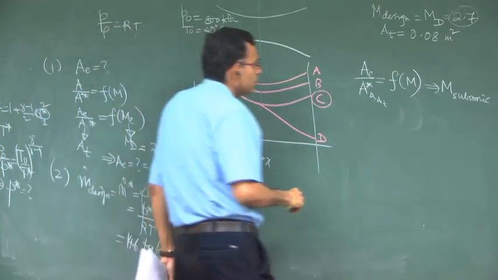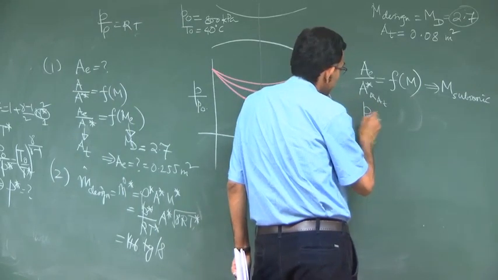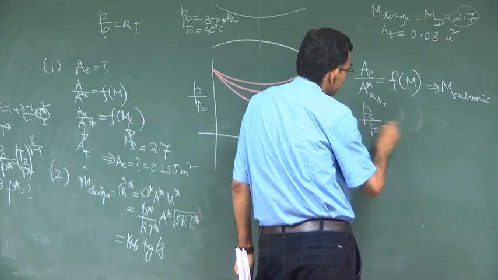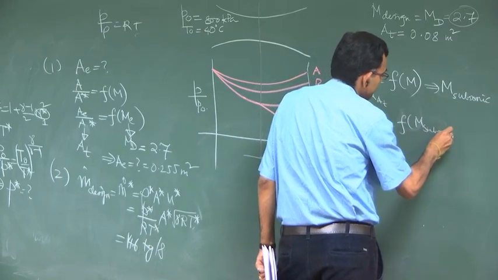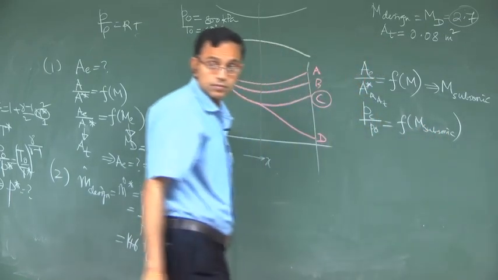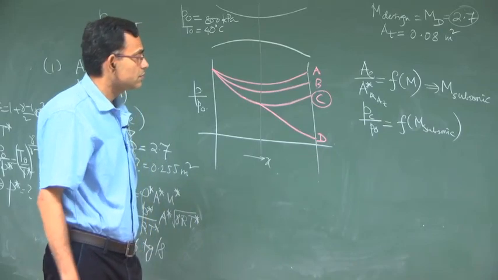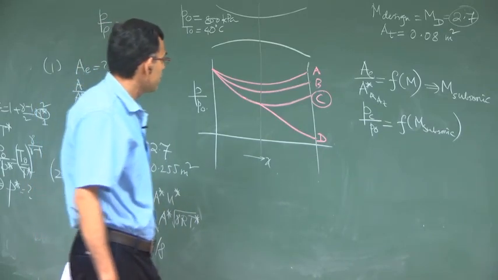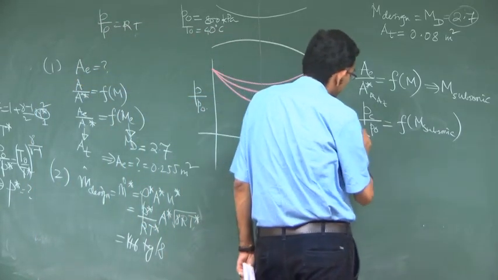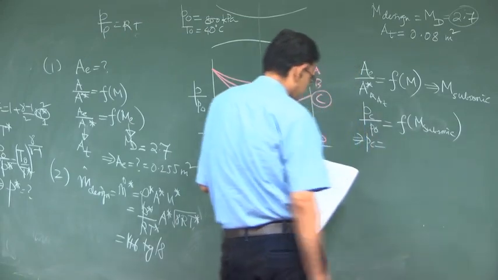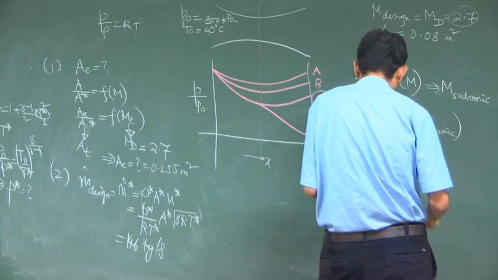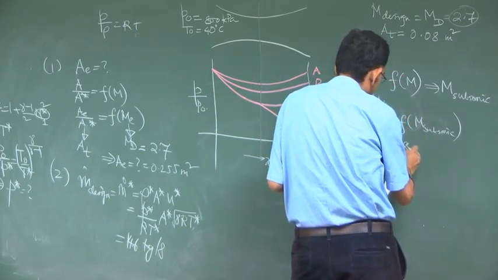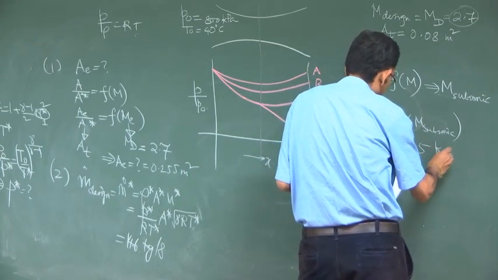So, now you have Pc by P0 as a function of M subsonic. From isentropic relationship. So, from here you will get what is Pc. So, Pc is 780.5 kilopascal.